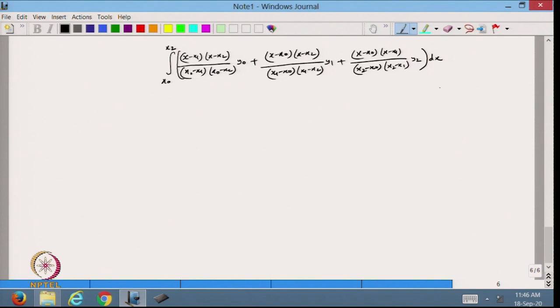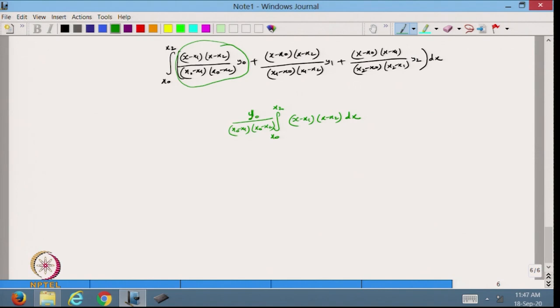So, the first integration I want to solve. Let us solve this part first. Now I want to find this integral from x0 to x2, and this part I can take outside because it is a constant value: x0 minus x1 and x0 minus x2. Inside, y0 also I can take common. Now, this is the integral of x minus x1 times x minus x2 dx. This is the value I want to find.